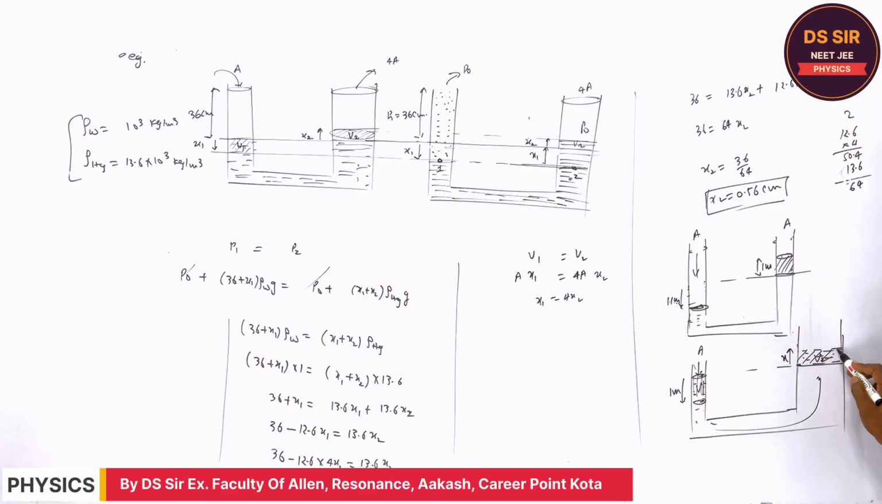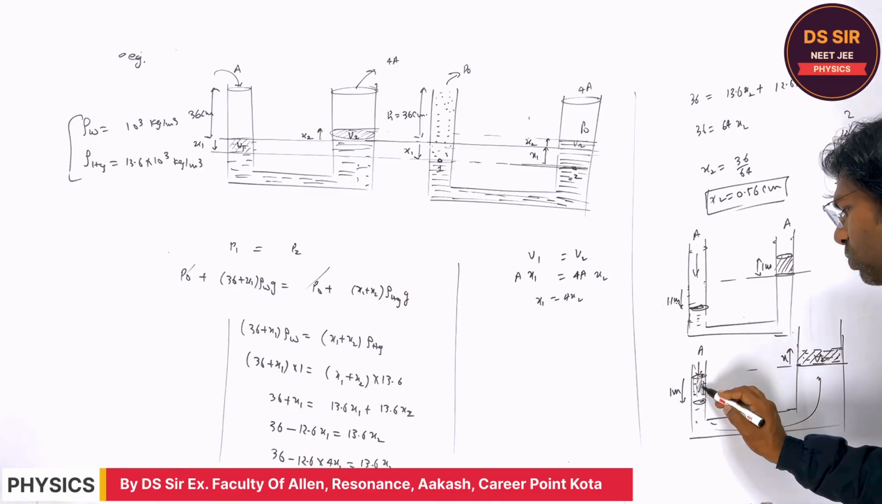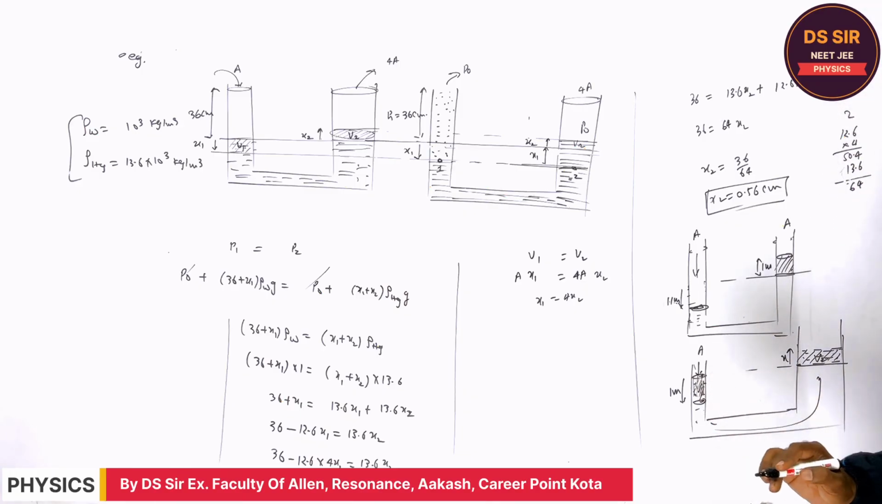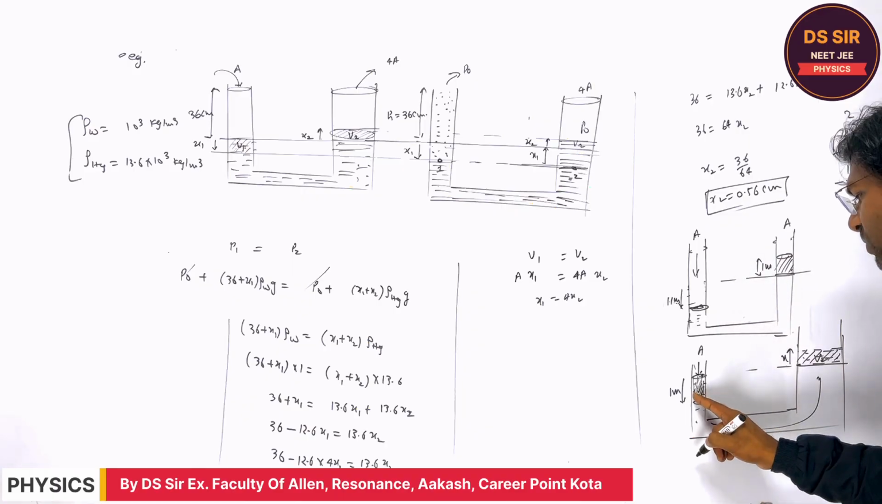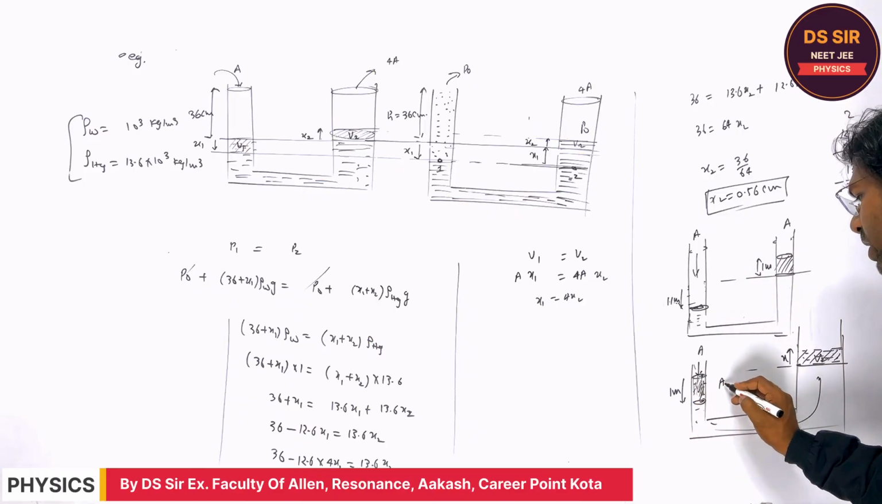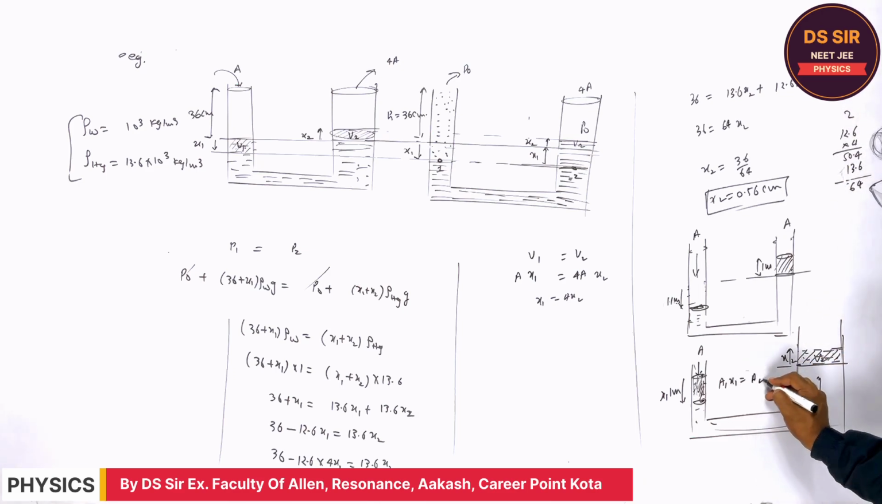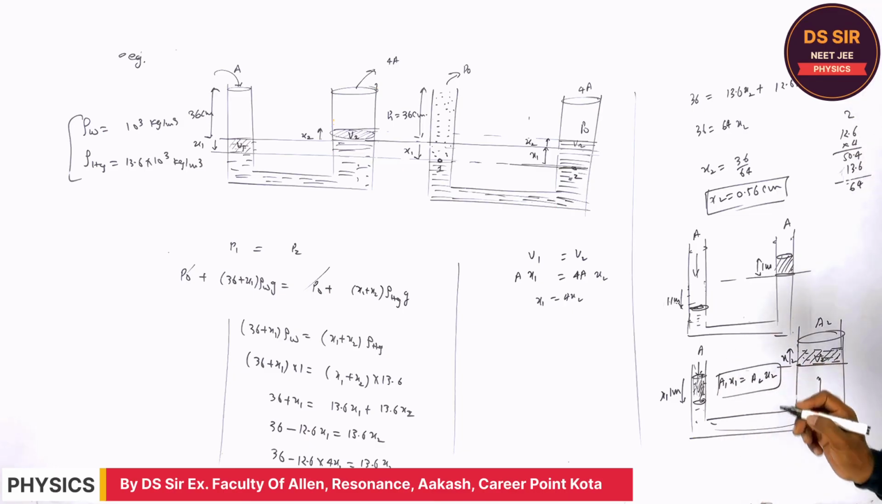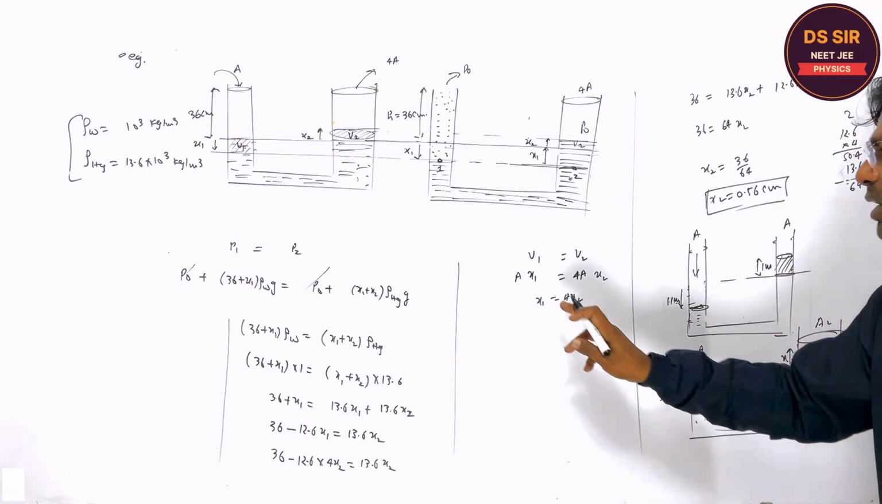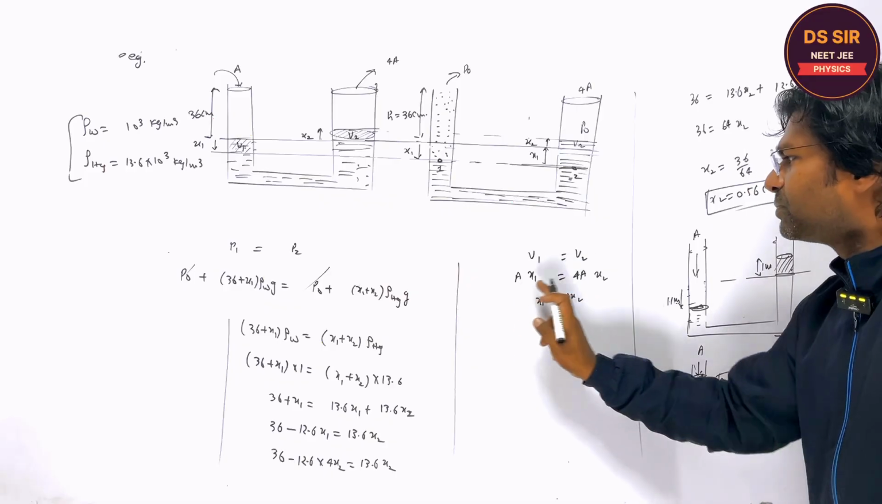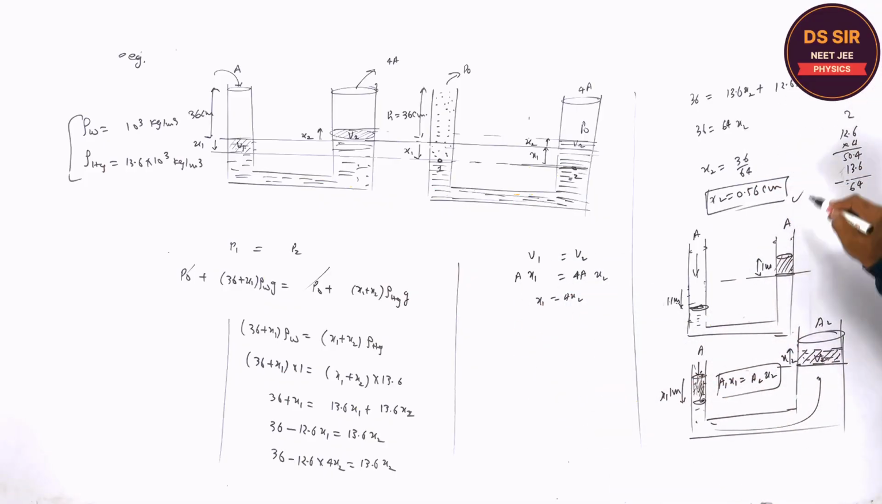So the rise in the volume will be equal to the fall in the volume in the left arm. So this V1 is equal to A1 into x1, is equal to the rise in the volume V2, is equal to A2, suppose the area is A2, into x2. So A1 x1 is equal to A2 x2. Now you are getting this thing, right? Copy this. Also correct this.